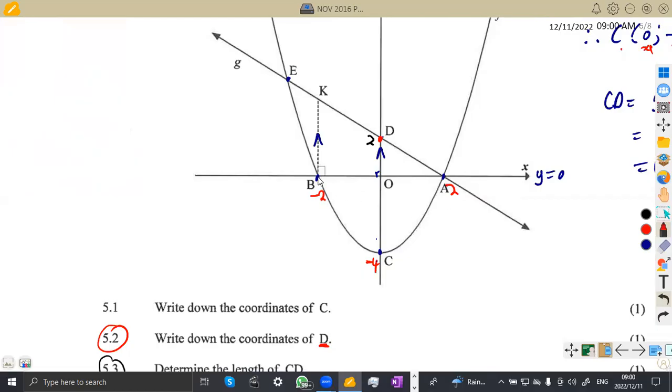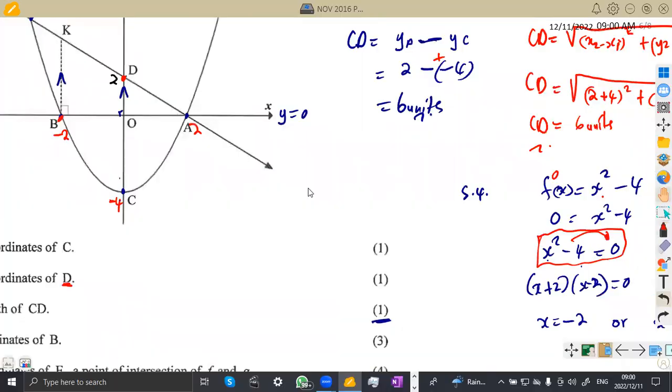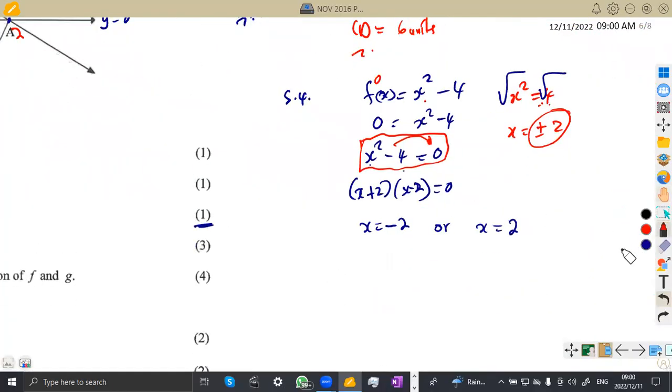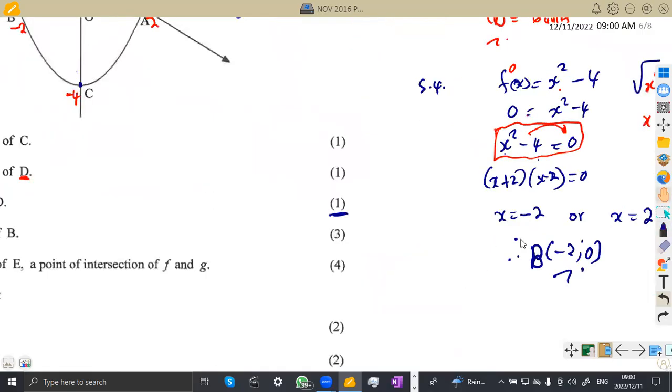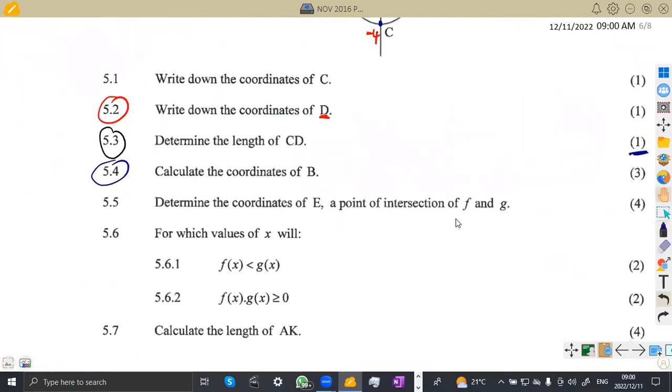Okay. So the coordinate of point B is going to be minus 2, 0. Remember, we are asked to calculate the coordinate of the point B. So therefore, our B is going to be negative 2, 0. All right, that's our B, not D. All right, so that was question 5.4.